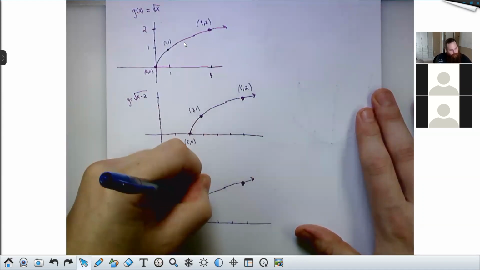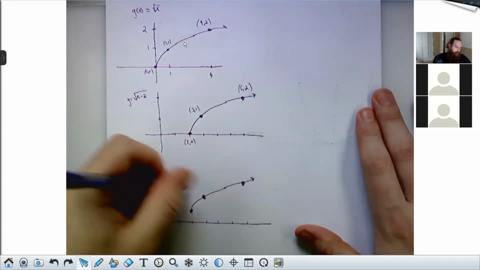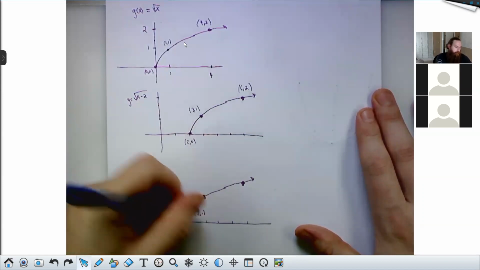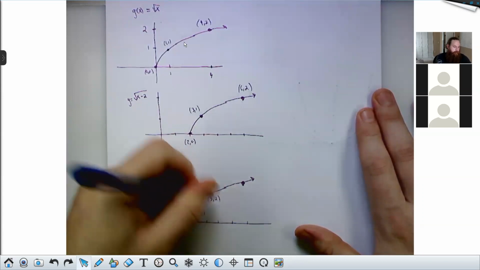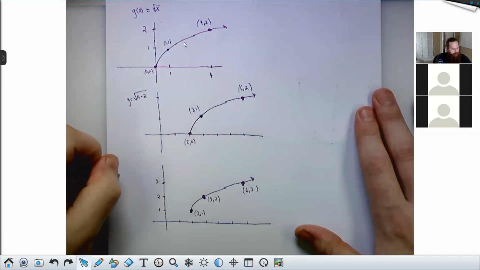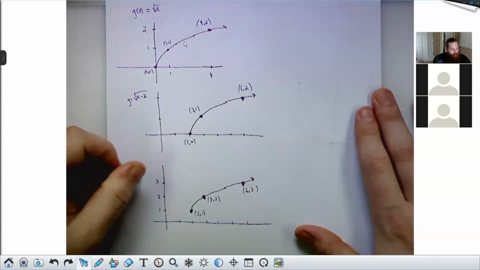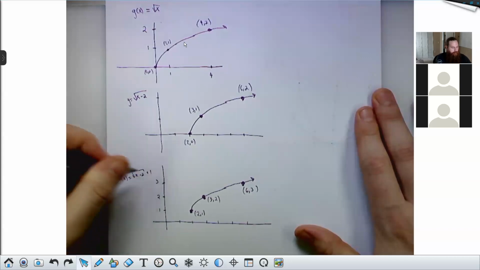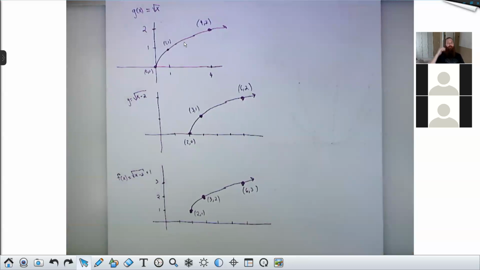And the final result there will look something like this. So we have (2, 1), (3, 2), (6, 3). And this is f of x. So this is my sequence of transformations. Here's the parent. I move it to the right 2 units, and then I move that up 1 unit.